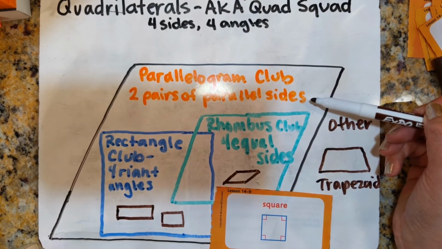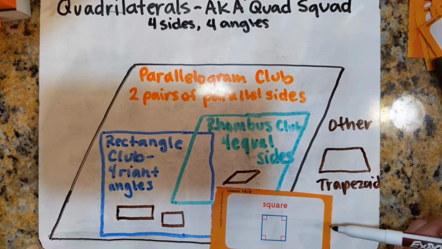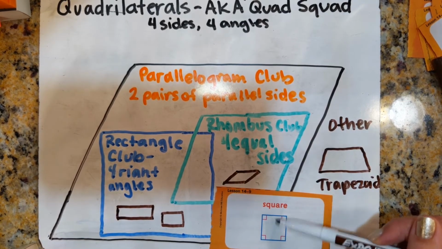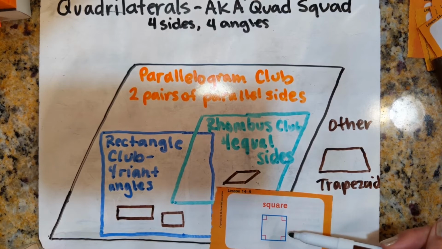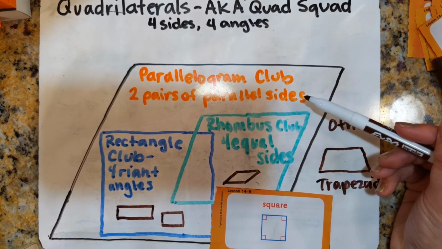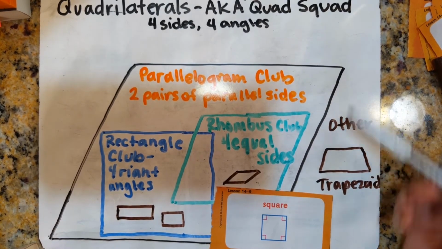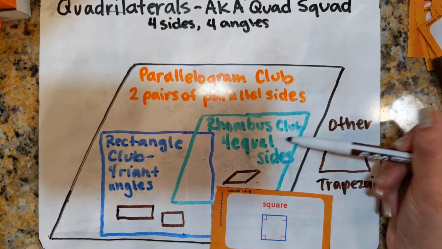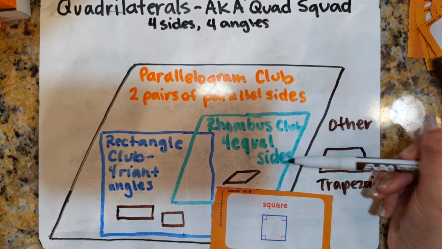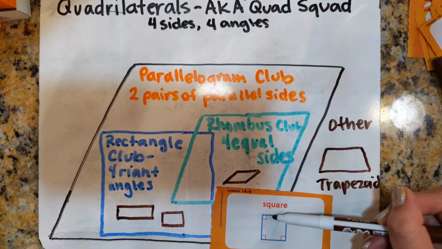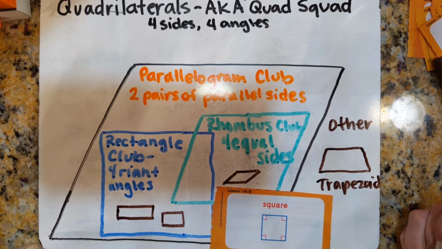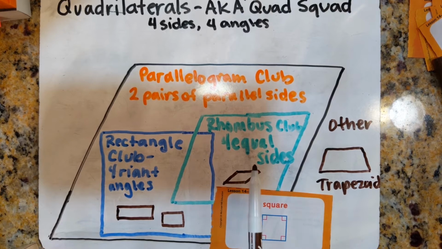Does it have 2 pairs of parallel sides? Yes, top and bottom are parallel, side and side are parallel. Okay, it can join the parallelogram club. Can it join the rhombus club? Does it have 4 equal sides? Is this side, this side, this side, and this side all the same length? Yeah, they are. Okay, so it can join the rhombus club.